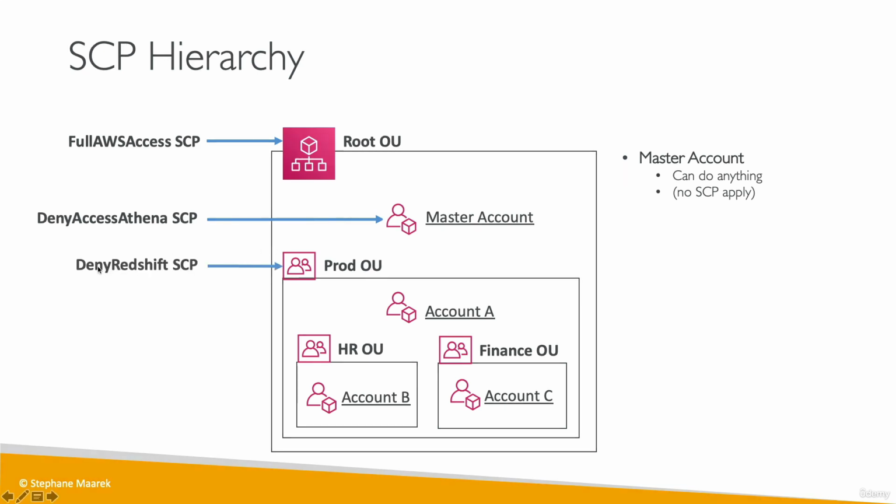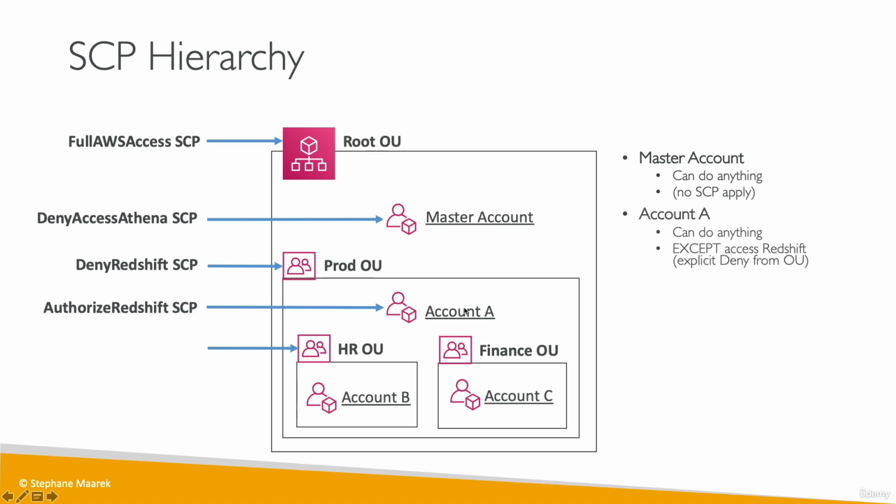Now let's go on. We have a deny Redshift SCP that is applied to the prod OU, and an authorized Redshift SCP applied to the account A. So now about account A, it can do anything because you have full access SCP, but it cannot access Redshift because there's a deny Redshift SCP applied to the prod OU. And even though I have attached an authorized Redshift SCP to my account A, because we have an explicit deny on Redshift at the OU level, the deny is going to take precedence over the authorized. So even though I have this authorized Redshift SCP on account A, actually that authorized is useless because we already have a deny at the OU level.